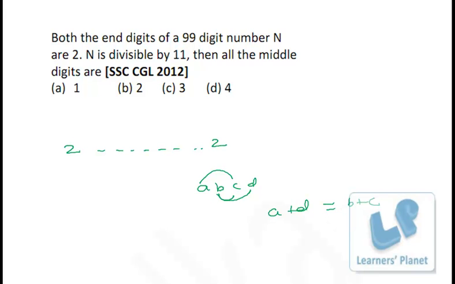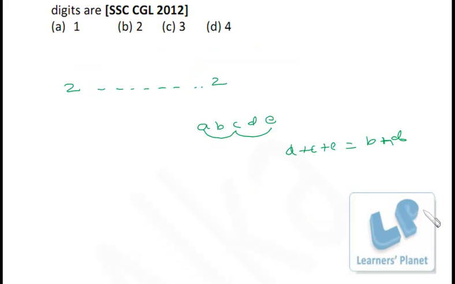So suppose I have a 5 digit number. Suppose instead of a, b, c, d, I have a, b, c, d, e. Then what would happen? a plus c plus e should be equal to b plus d, right? So the same concept we will apply over here. This is the first digit, that is the unit digit, and this is the 99th digit. So precisely these two will be surely added. And suppose the remaining digits are x, x, x, we assume. So x for 97 times.